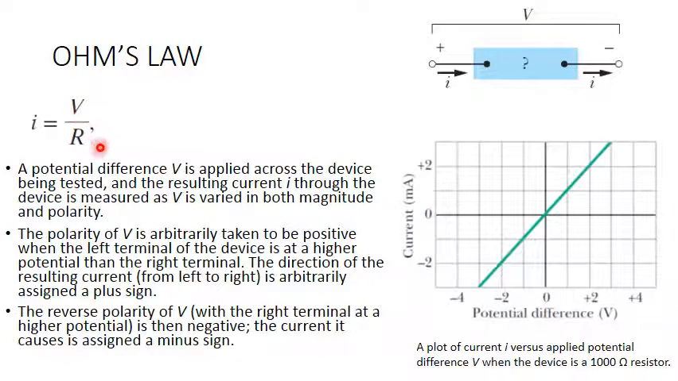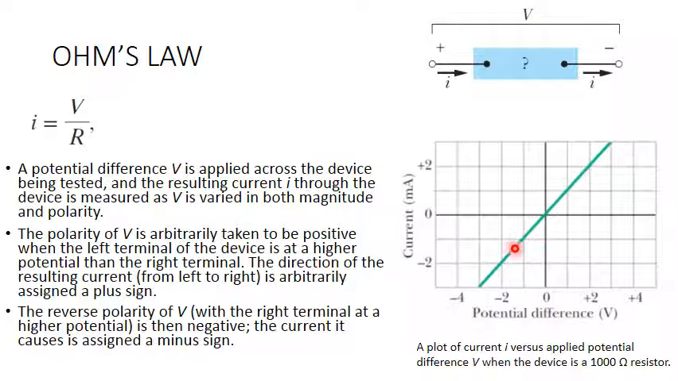If we draw the relation between the current and the voltage for a specific value of resistance, for example 1000 ohm, then 2 volts over 1000 ohm would be 2 milliampere. If we are talking about 3 volts, it would be 3 milliampere. If we are talking about 1 volt, it would be 1 milliampere. If I'm talking about minus 1 volt, it would be minus 1 milliampere. Minus 2 volts, minus 2 milliampere. And minus 3 volts, minus 3 milliampere.